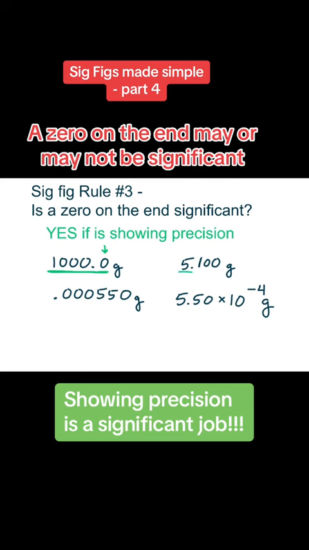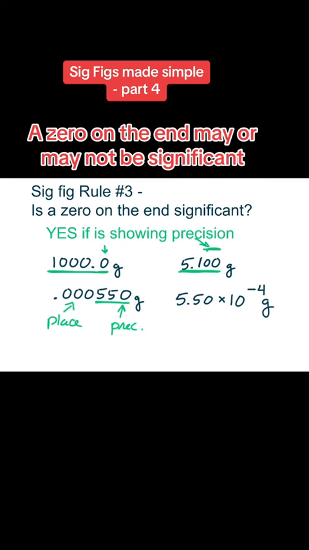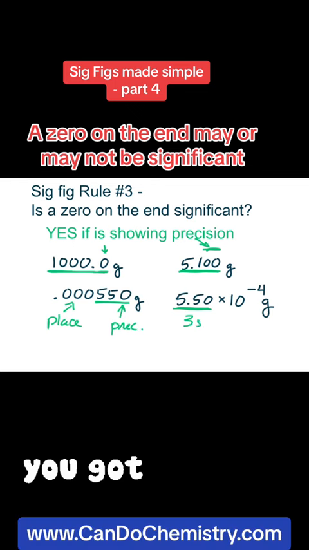The number beside, why would you put those 2 zeros right there? They are showing precision. This number right here, these are placeholders. And then the 0 on the end there shows precision. So this has 3 sig figs. So in scientific notation, it's going to look like this. And remember, those 3 sig figs are going to show up in the coefficient of that number.